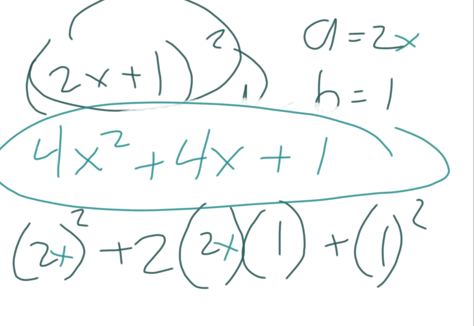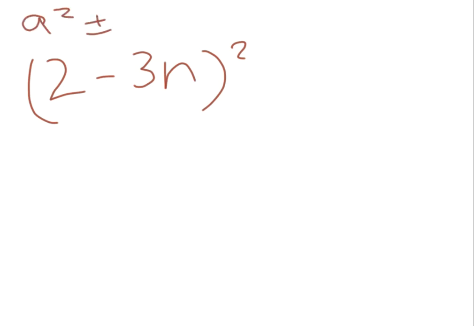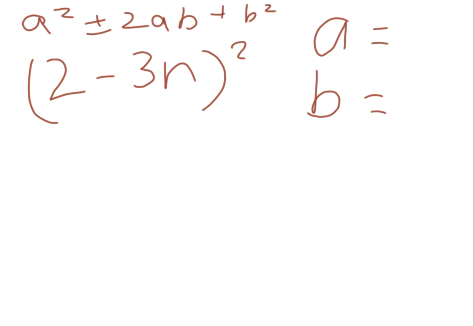Let's do one more equation so we can get practice. Okay, let's do 2 minus 3n squared. Now, let me go ahead and write down a squared plus or minus 2ab plus b squared. So what's our a and what's our b? Our a, in this case, is negative 3n, and our b is 2.